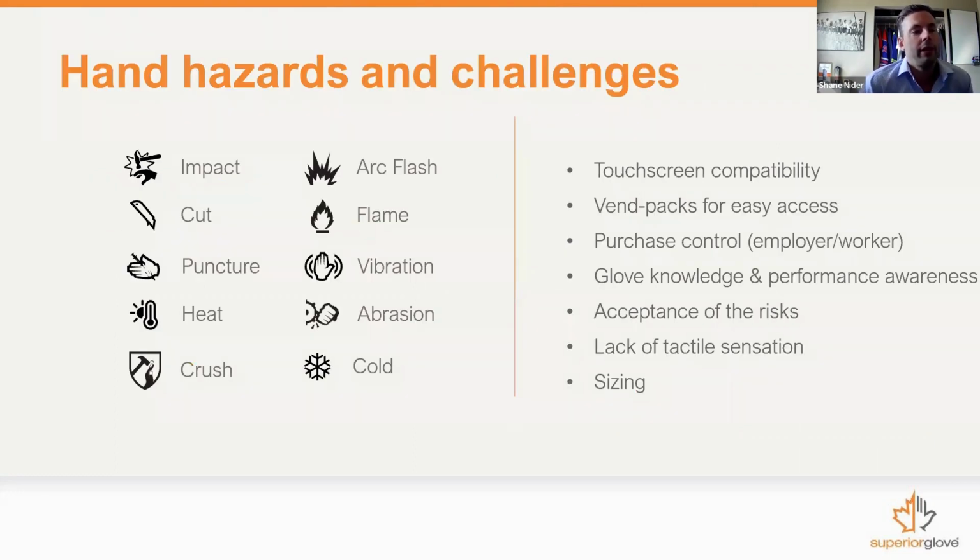So when we look at the common hazards and challenges within the industry, this is typically what we see, whether it's construction, oil and gas, mining, food processing, manufacturing. When we look at the common hand hazards, we're looking at things like impact. So forceful smacks onto the back of the hand, that could be from slipping a wrench, that could be from a hammer, that could be rolling pipe off a pipe rack.